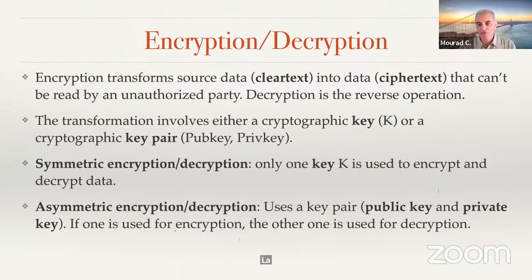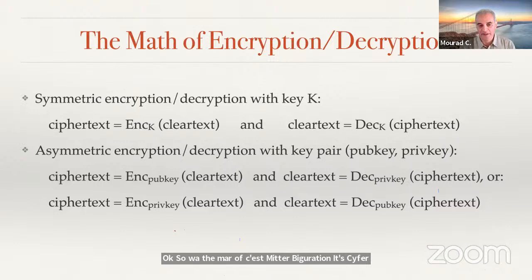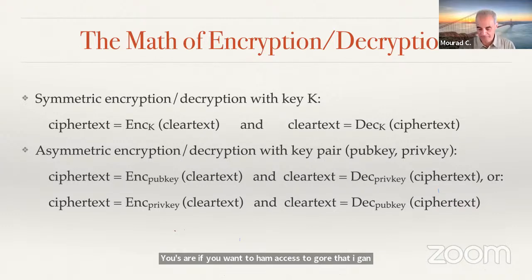So there are two types of encryption: symmetric encryption and asymmetric encryption. We will not cover asymmetric encryption for lack of time, but symmetric encryption basically is a technique where you use one key to encrypt and decrypt the data. So the math of symmetric encryption is: ciphertext is what you get when you encrypt clear text with a key K, right? And then as a user, if you want to have access to your data again, you need to decrypt that ciphertext with the key, and then you get the clear text again.